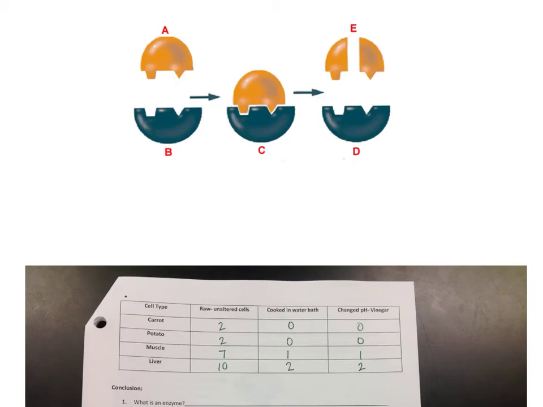Now what we're going to do is take a look at why that might have happened. When we talk about enzymes, and in this case the enzyme is catalase, they're very specific to what they bind to. As we've learned, the shape of the protein is extremely important in the function of that protein. So if anything happens to that shape, it's not going to function very well.